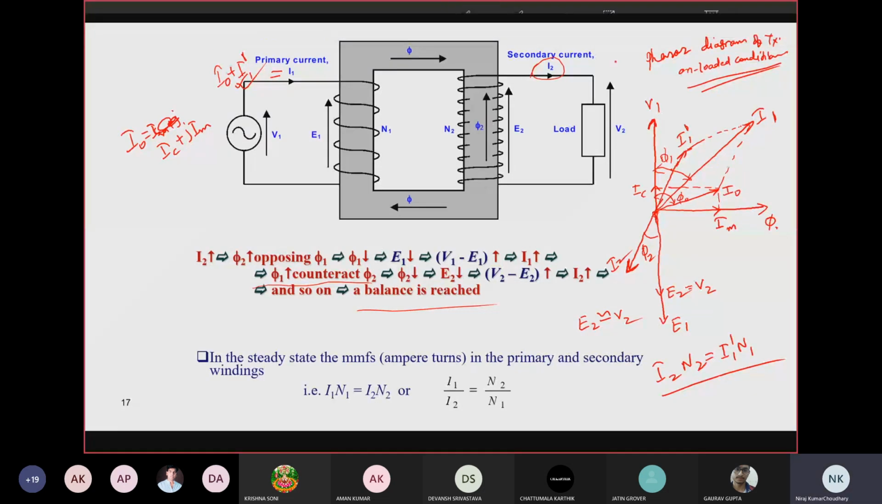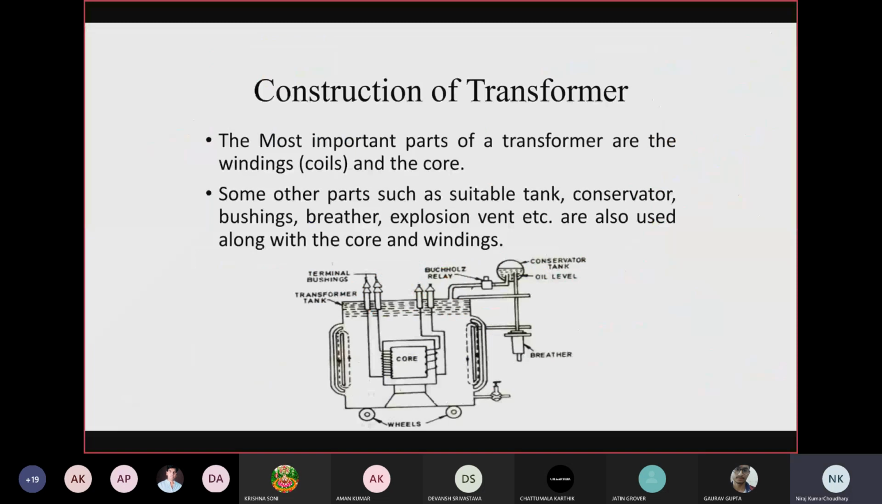single phase transformers. What are the different components, the main parts involved in the construction of the transformer, and what are the constructional features of each and every component, that we will discuss in detail. So this is the block diagram, or you can say the representation of a single phase transformer. That is the photographic view of a single phase transformer.